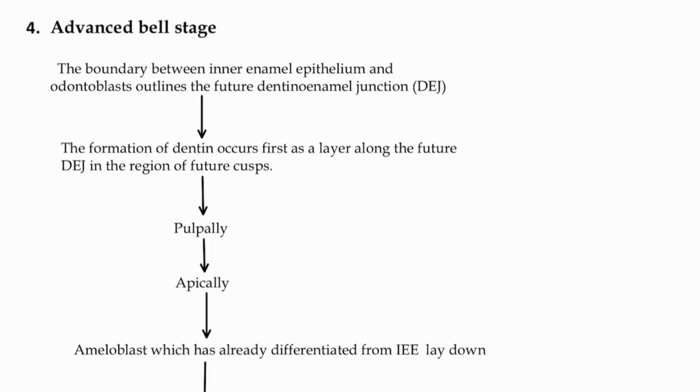Now let's come to advanced bell stage. Advanced bell stage. The boundary between inner enamel epithelium and odontoblasts outlines future dentino-enamel junction. तो अभी क्या हुआ, ओडोंटोब्लास्ट फॉर्म हो गए डेंटल पैपिला से. ओके, dental papilla have given rise to odontoblast. The boundary between them outlines the future dentino-enamel junction because inner enamel epithelial cells will give rise to ameloblast जो कि enamel बनाएंगे.